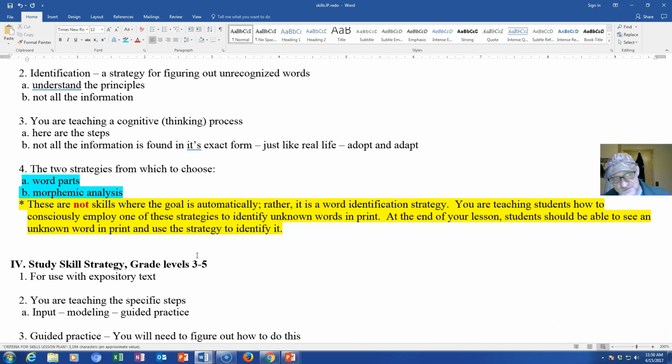So you're going to have to adopt or adapt. Find some steps. There are some, here are the steps. This is how you do it. At the end of your lesson, students should be able to see an unknown word in print and use the strategy to identify it. All right? So one of those two.